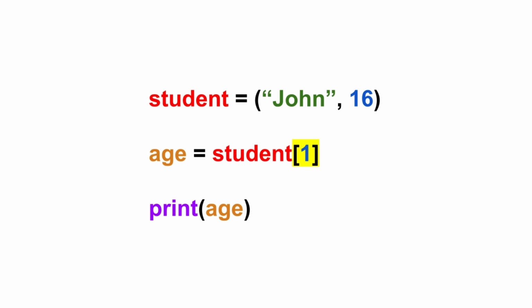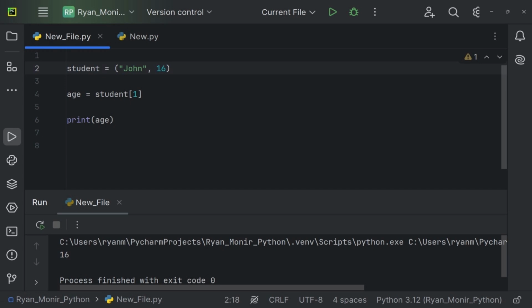An index of 1 will give us the second item on our tuple, because computers always start with 0. So John will have an index of 0 and the number 16 will have an index of 1. If we run our code, we will indeed see 16 on our console.